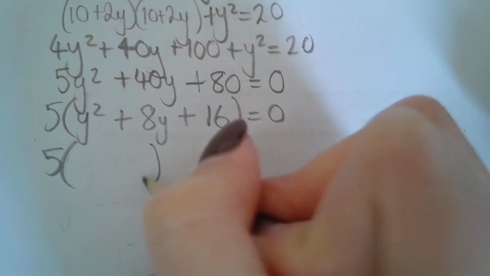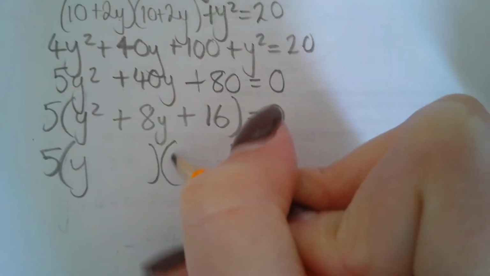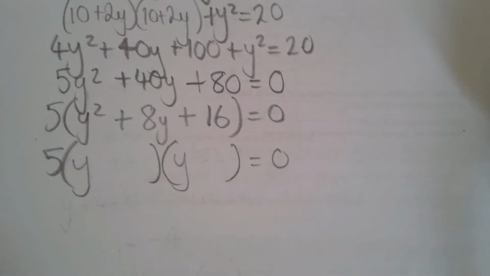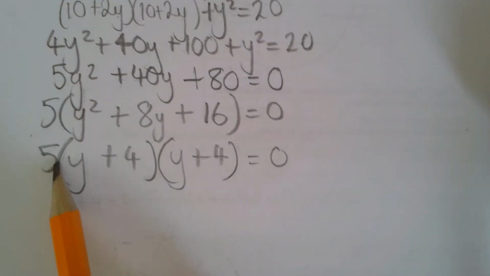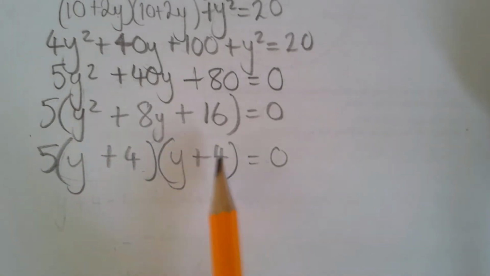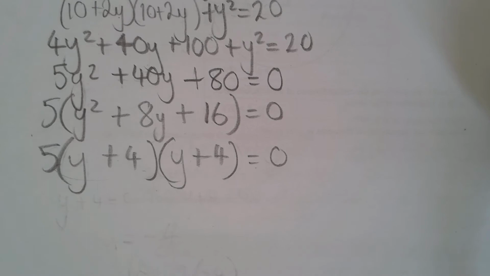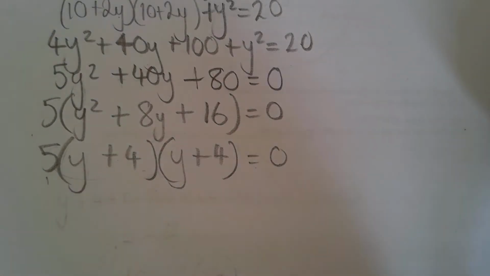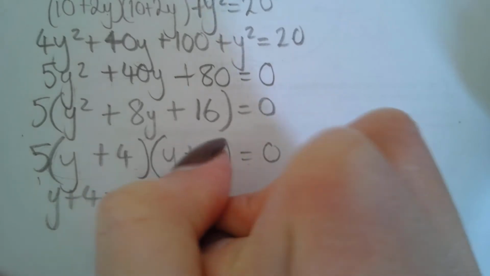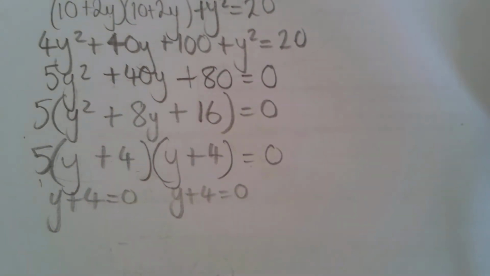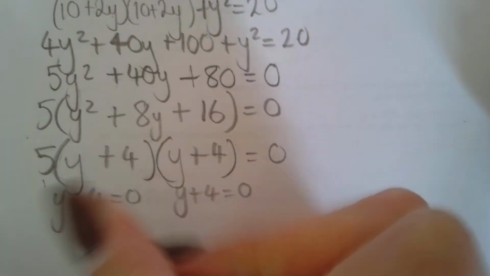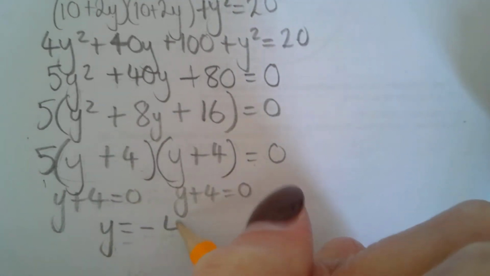So I'm going to have y and y. To make plus 8y and plus 16, I'm going to have plus 4 and plus 4. So we know we've got 5 times something equals 0. Well, one of those things must be 0. 5 can't be 0. y plus 4 could be 0, or y plus 4 could be 0. We've got the same thing twice, so you don't need it twice. That's not necessary. So we're just going to say y is equal to minus 4.